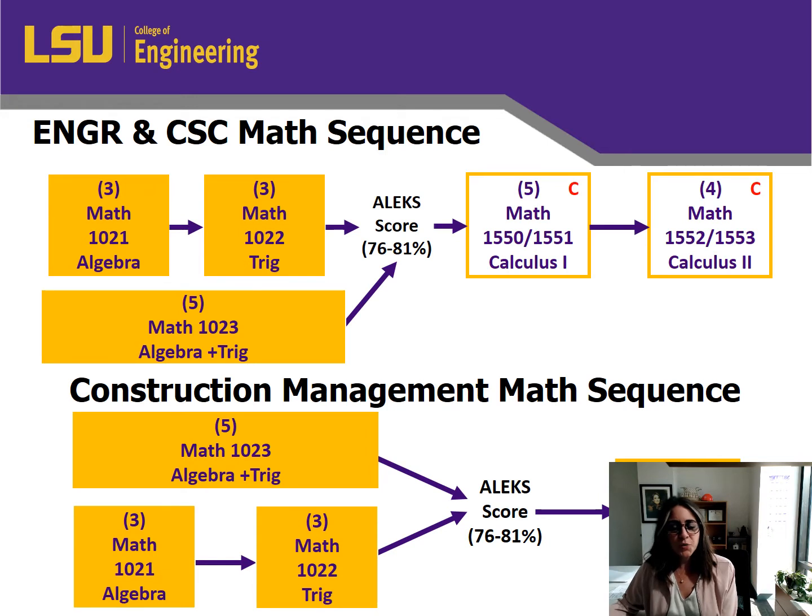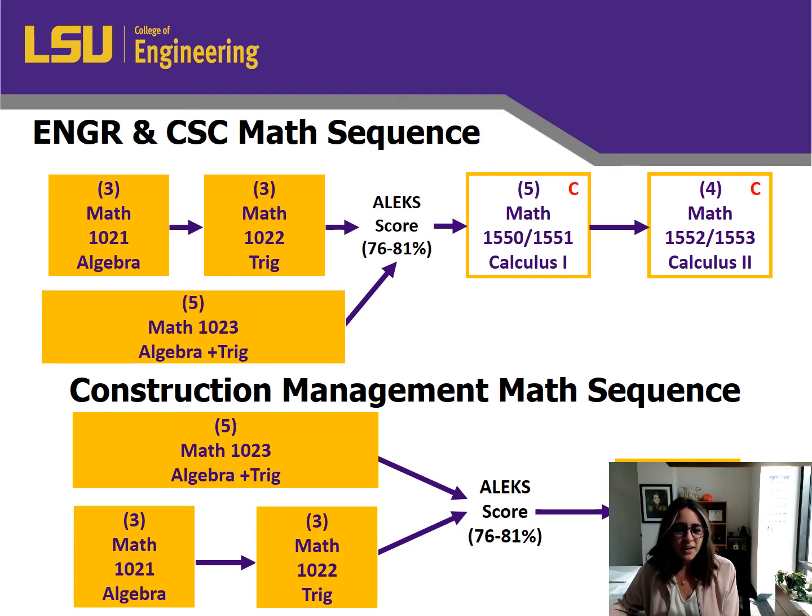This slide is just showing you the sequence of the math courses. Some of you are only really going to end up taking Calculus 1. You don't really need to start with algebra or trig, possibly because you already received credit from your ACT scores. If you are starting in algebra, the next step will be trig, and then from there you can take the ALEX exam, and you need to get a 76 or higher on it to be able to take calculus. And then from there you'll hop into Calc 2.